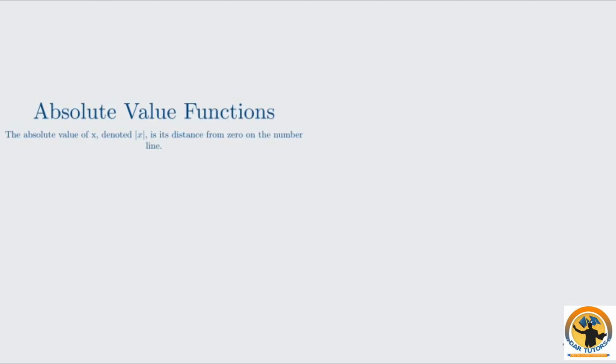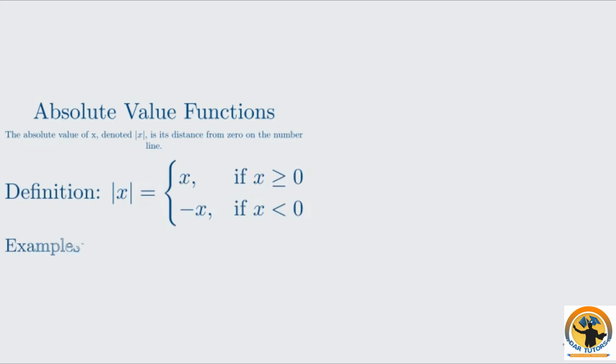A very important type of piecewise function is the absolute value function. Understanding it is key for many HL problems. The absolute value or modulus of a number x, written |x|, represents its distance from 0 on the number line. Because distance cannot be negative, the absolute value is always non-negative. This definition leads to its algebraic form. If x is positive, its distance from 0 is just x. If x is negative, its distance is the positive version of that number, which we write as negative x.